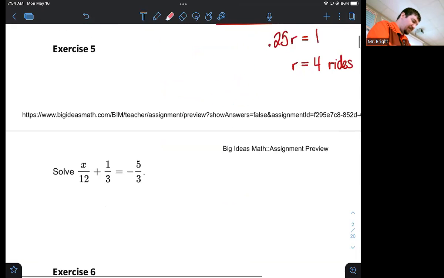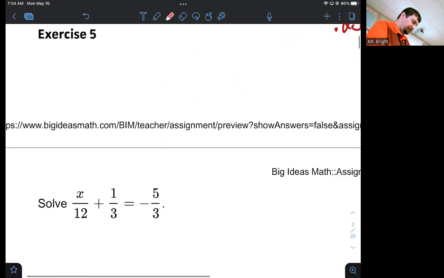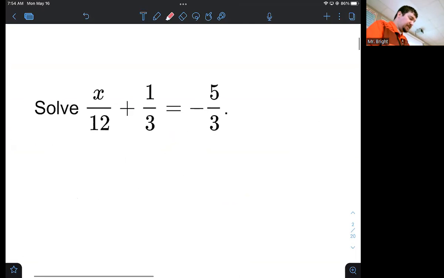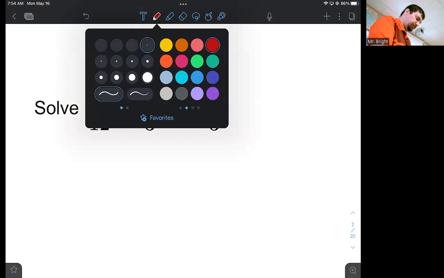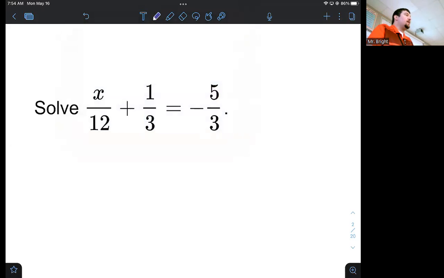Number 5 is going to have us solve another equation here. X over 12 plus 1/3 equals negative 5/3. Okay, so I know this has fractions in it. Let's not let that scare us. We have our X term, which includes the 12, which is the denominator. And then we have 2 constant terms, one on the left side of the equal sign and one on the right side.